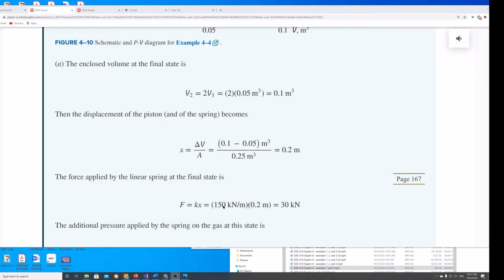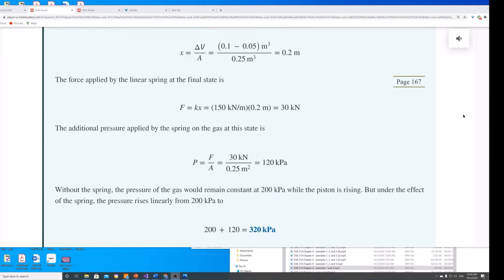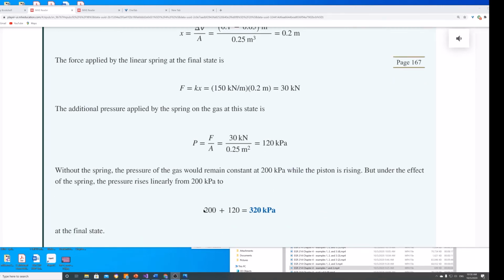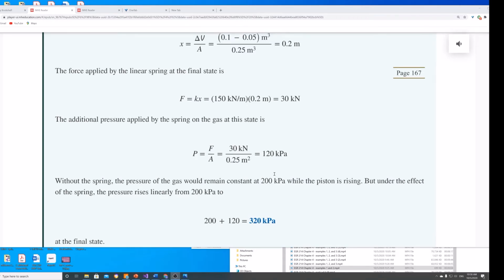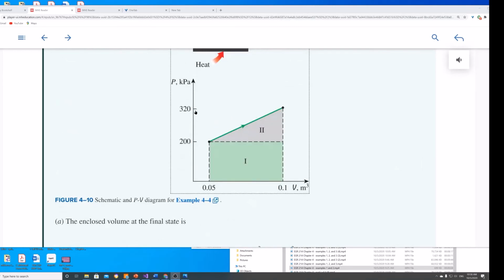It's just 0.2 times 150 kN per meter, so now we know that force. Now that we know the force, we can use that to find the final pressure. We have a certain force and certain area, so we have a change of 120 kPa from its initial. So we just add the 120 to our initial pressure, and now we have 320 kPa, and that's where we get the second point right here.